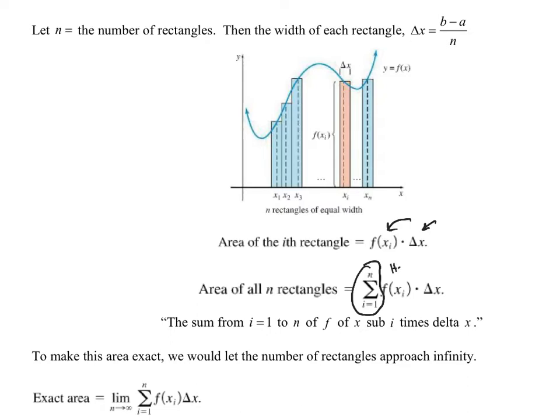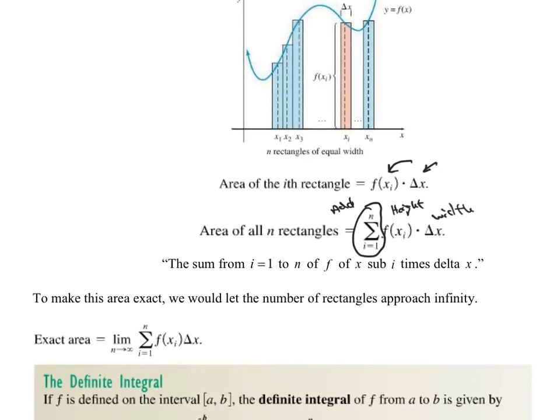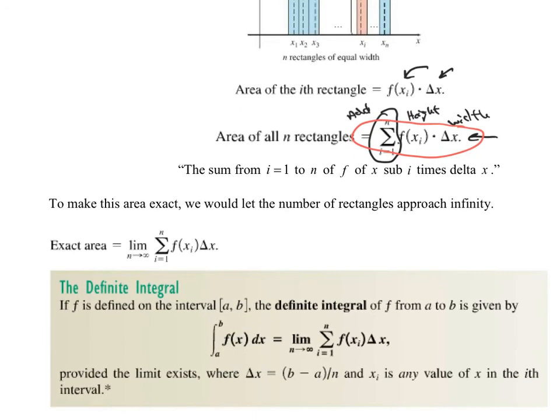So this right here represents the height. This right here represents the width. And this just says add all the heights and widths. Add all the areas of the rectangles. Okay? So this right here is how we've been estimating the area beneath the curve. So if we want this to be more and more accurate, what we wanted was more and more rectangles, and that leads us to this exact area right here.